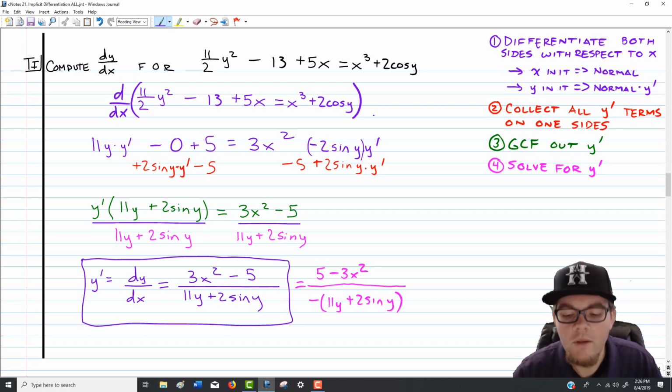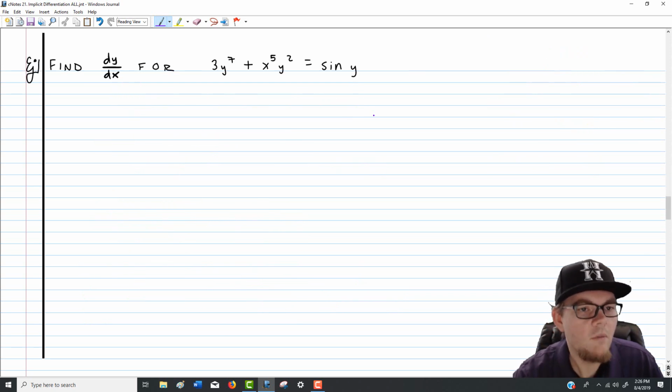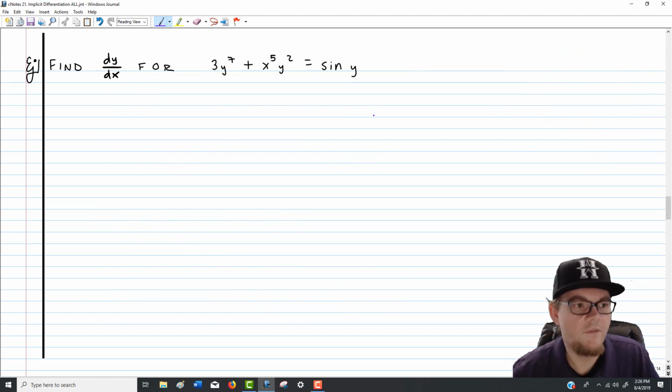So hopefully that was informative. Let's jump into a problem that starts to up the ante a little bit and gets a little bit more difficult. So in here, we're going to attempt our next problem using implicit differentiation.